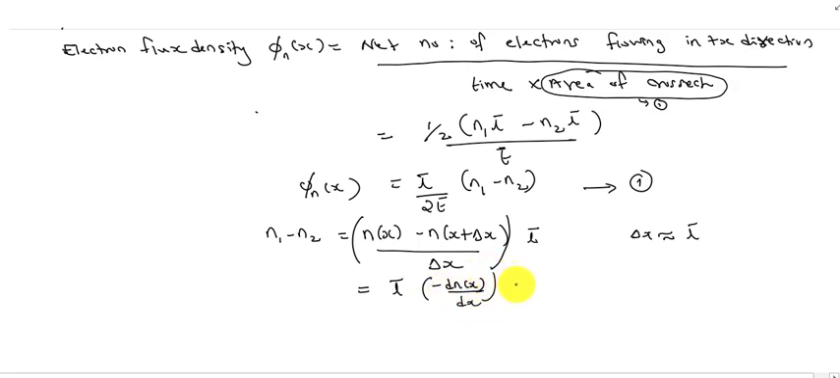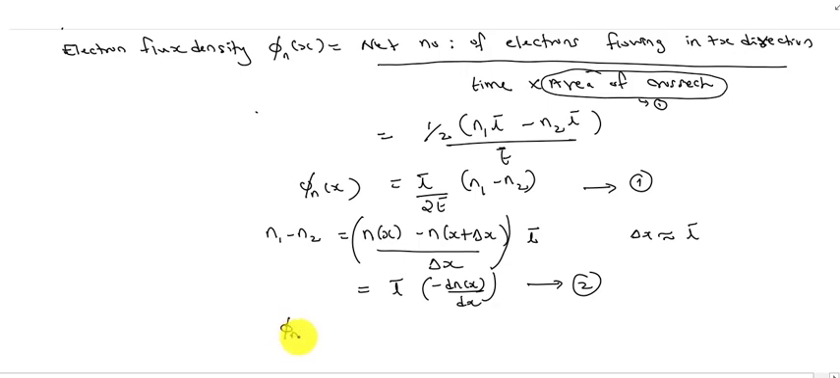So n1 minus n2 is written in this way, and we substitute this value of n1 minus n2 in equation 1. So substitute this equation 2 in equation 1, and instead of n1 minus n2 we write phi n of x.